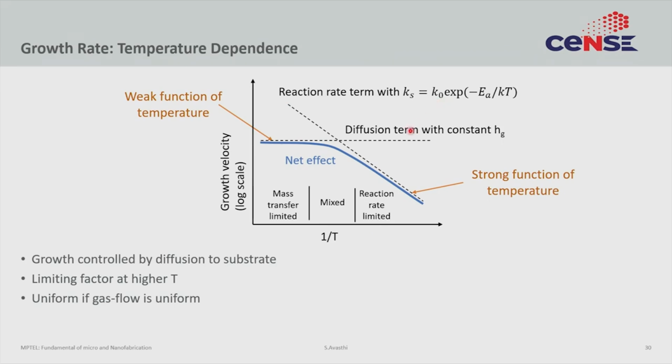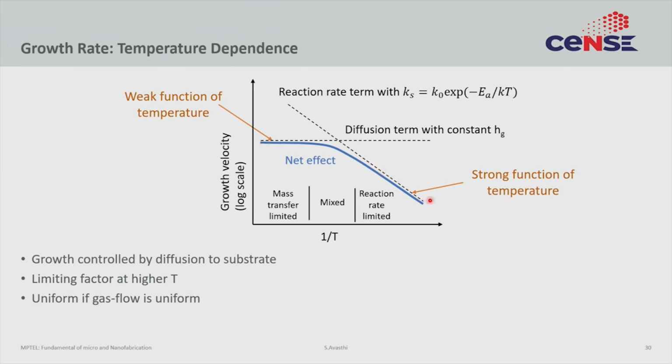The other is mass transport limited, where the reaction rate is very fast. However, diffusion is slow. So, the bottleneck parameter is H, and for the sake of argument here, let us assume H is constant with temperature. In reality, it is not so, but let us for argument's sake say so. So, in that case, the growth velocity will be an independent function of temperature. So, it will be completely flat if you are in the mass transfer limited regime.